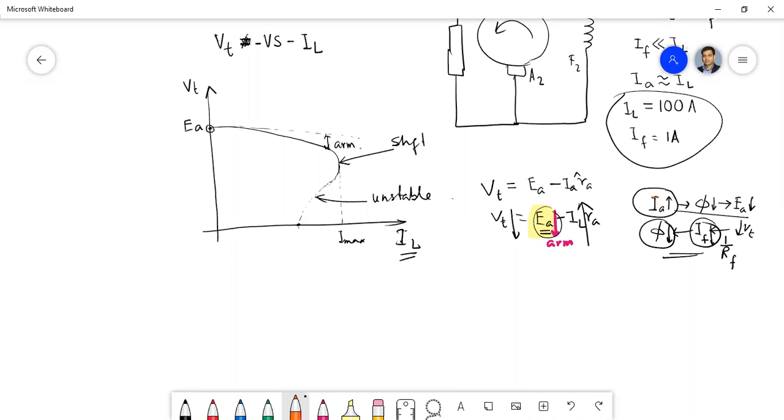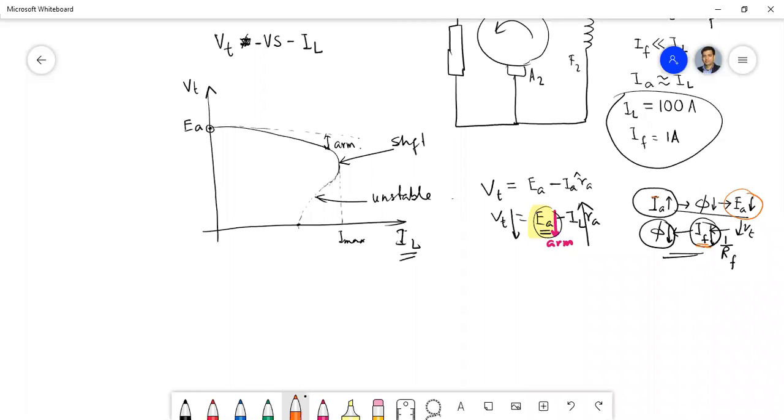The flux value will reduce. Okay, but due to this reduction of flux, EA will reduce, but EA is in no way interfering with the field current, because field current is independent here.